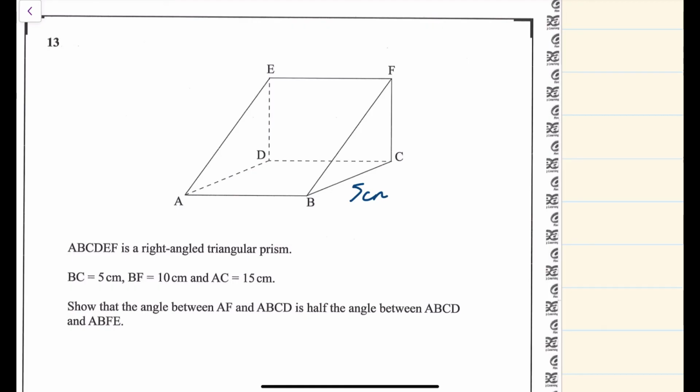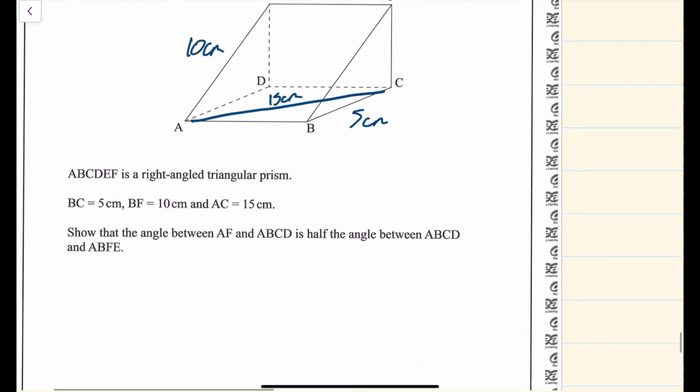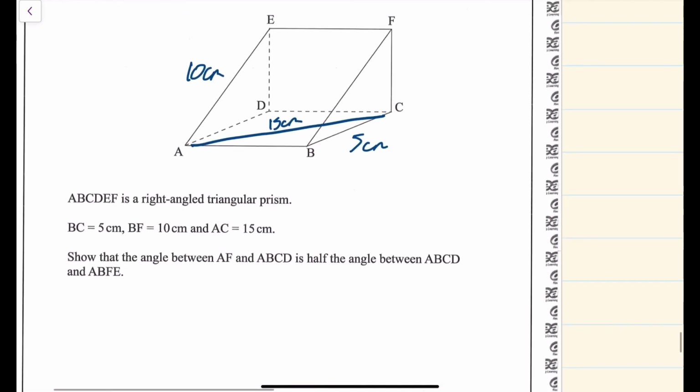BF, where's BF? BF is this diagonal. So BF is equal to 10. AF would also be equal to 10. Just be nicer to mark it over here. AE, sorry, is also equal to 10. And AC, okay, so AC is the diagonal across the bottom, is equal to 15 centimeters. Show that the angle between AF and ABCD is half the angle between ABCD and ABFE. Okay, right. First thing we need to do is create right angle triangles.